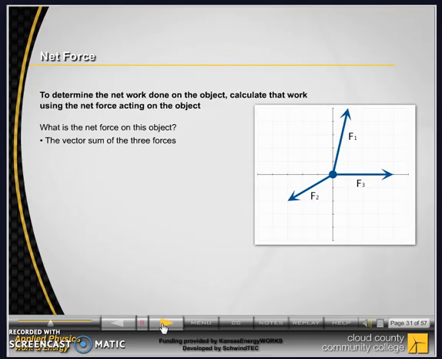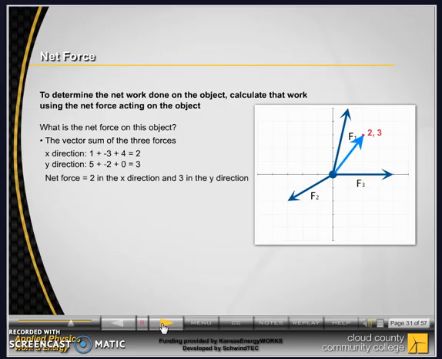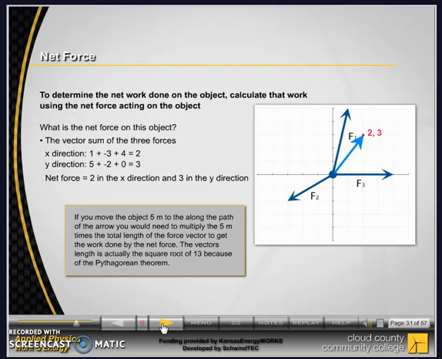Note, F1 shows 1 in the x direction and 5 in the y. F2 shows -3 in the x direction and -2 in the y. F3 shows 4 in the x direction and 0 in the y. If we add these together, we find the net force. The net force is 2 in the x direction and 3 in the y direction. If you move the object 5 meters to the right along the path of the arrow, you would need to multiply the 5 meters times the total length of the force vector to get the work done by the net force. The vector's length is actually the square root of 13 because of the Pythagorean theorem.